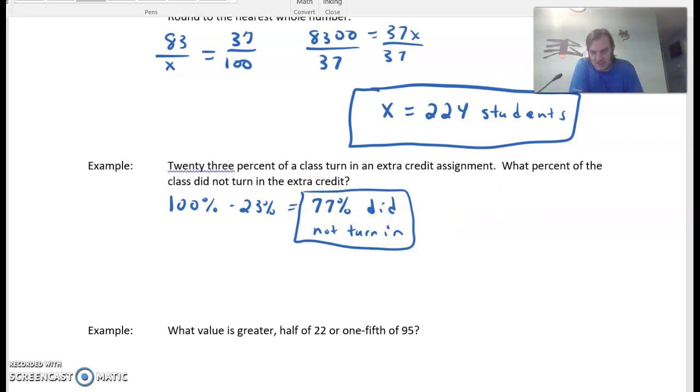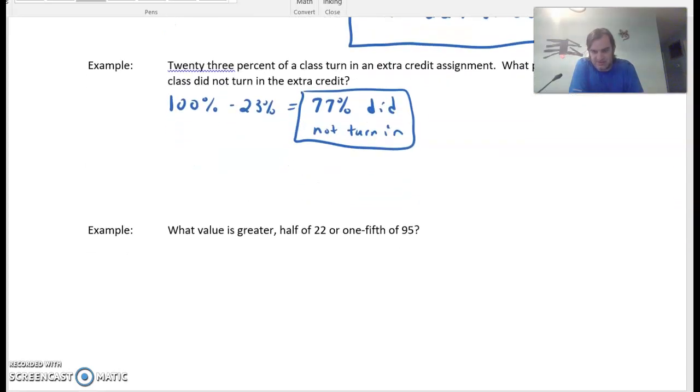Okay. And I think the last problem we have on this sheet is: what value is greater, half of 22 or 1/5 of 95? Well, we can do this a variety of ways, but basically what we want to do is take half of 22, and I'm going to use proportions and percents here. So we might think of half as being 50% out of 100 of 22, so that means the whole is 22.